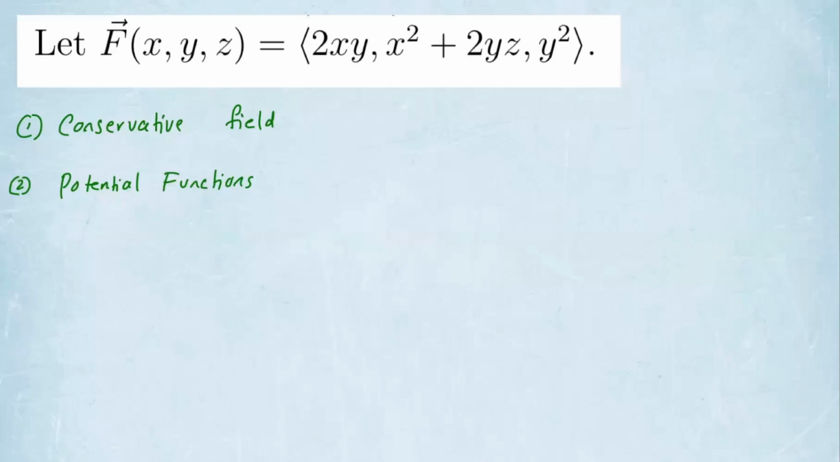Hi, everyone. In this video, we're going to discuss what is a conservative field and what is a potential function. So let's take a look at this field. We have a field F, which is a function of three variables x, y, and z.